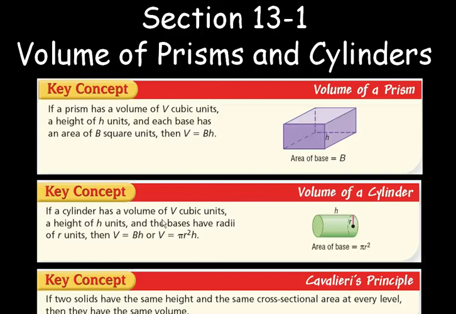Cylinder: if a cylinder has a volume of v cubic units and a height of h units, and the bases have radii of r units, then you can say the volume is base times height, or you can think more specifically the volume is pi r squared times height. So it's basically taking the area of the circles which make the bases and multiplying them by the height.